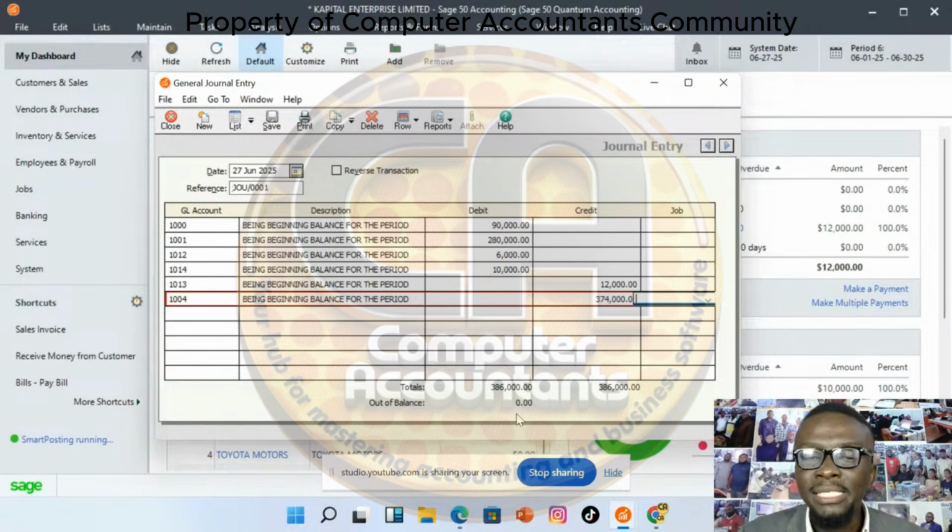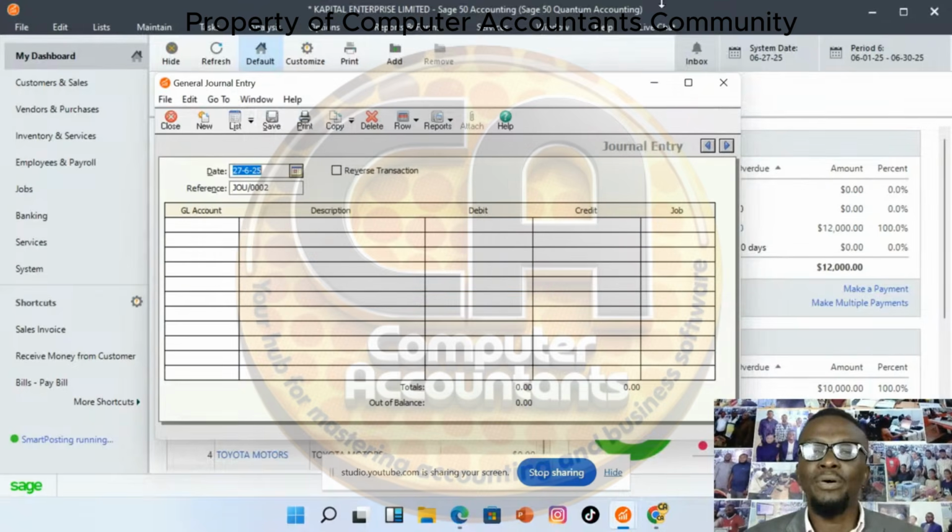Now, anytime you finish and you see that out of balance is showing a figure, no matter the amount of value that is here, it is simply telling you that the debit and the credit have not balanced. So you need to do something to balance them. Once they balance, out of balance will be zero. Okay, so let's go. I'm saving it.